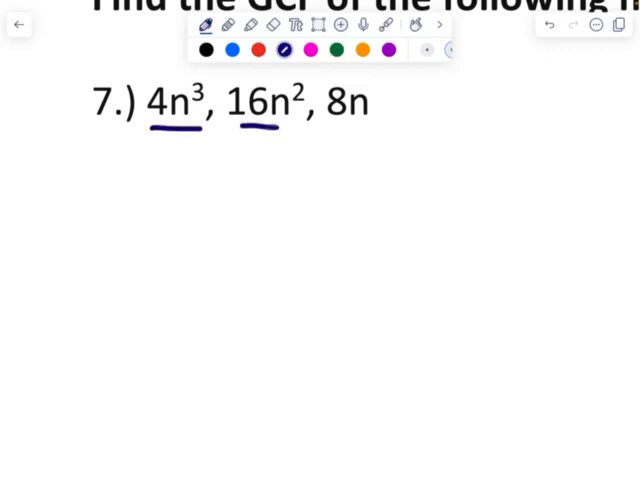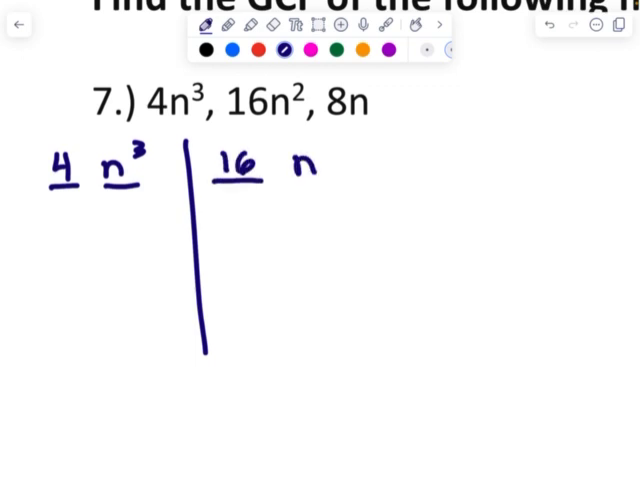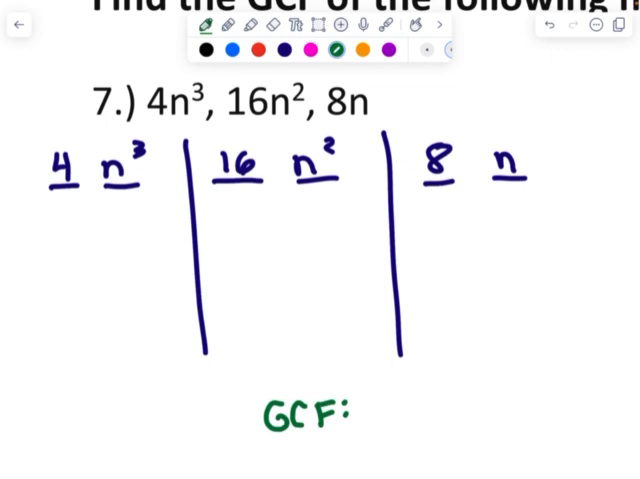We have 3 monomials, and that's okay. We're going to separate them, finding the factors of 4, the factors of n cubed, factors of 16 n squared, and then 8 and n. All right, go ahead, hit pause, take a minute or so, list all the factors, and see if you can come up with the GCF. All right, your GCF should be 4n.